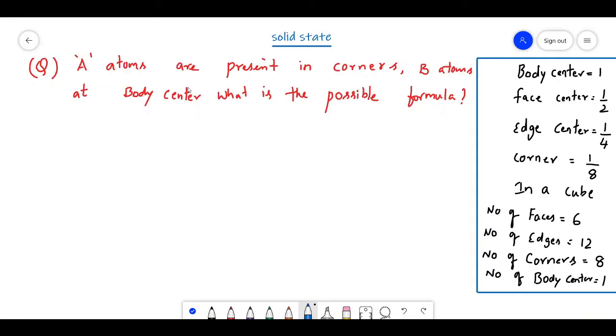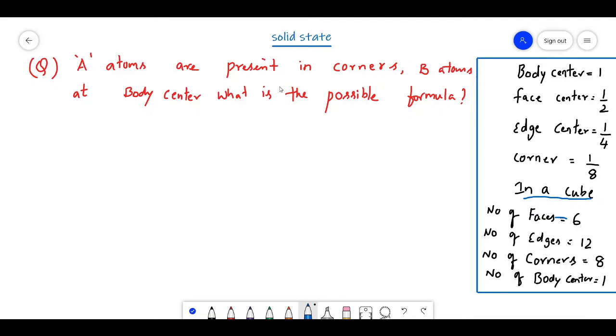A atoms are present in corners, B atoms at body center. What is the possible formula? And he will give 4 options. So how to solve this problem means first we have to know the contributions, that is body center contribution, face center, edge center, corner contribution. And in a cube the number of faces will be equal to 6 and number of edges will be equal to 12, corners are 8, body center is 1.